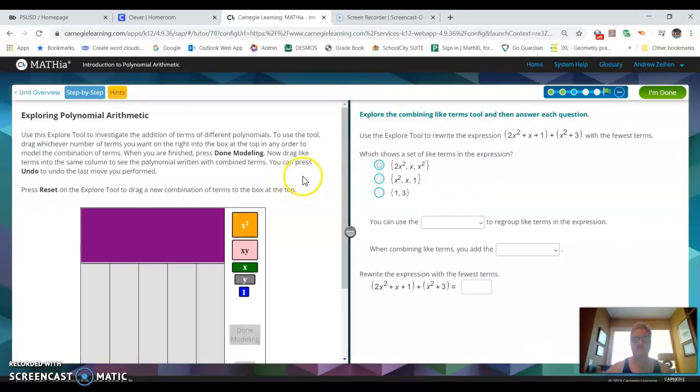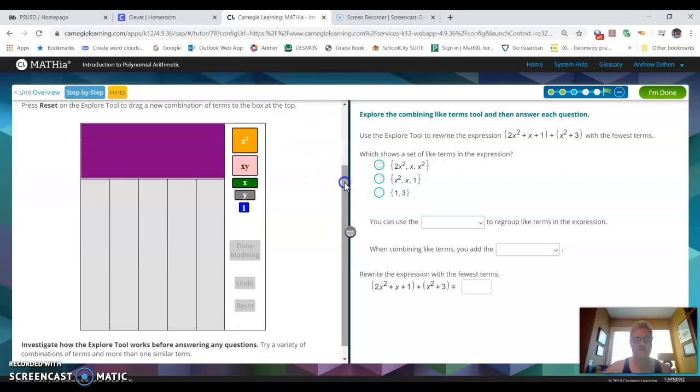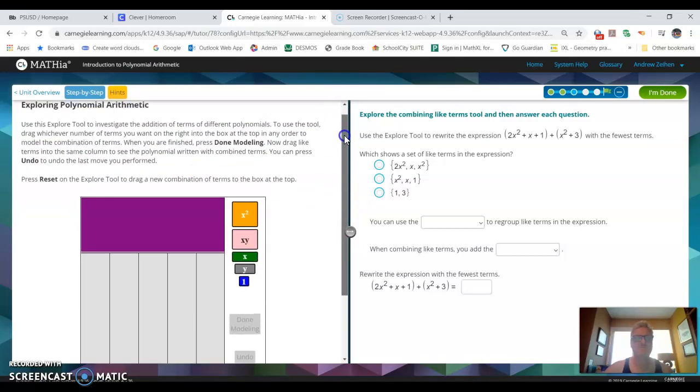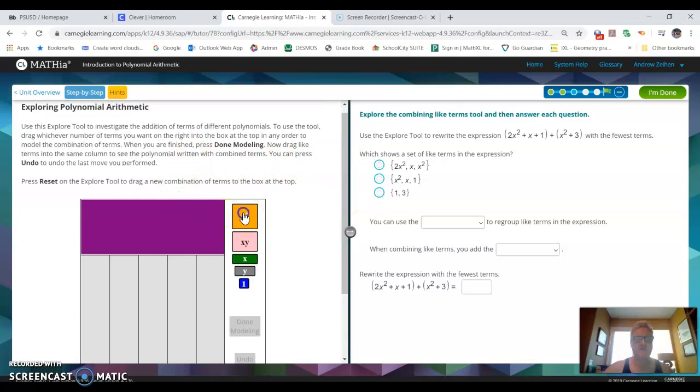Oh, I like this one. I like the graphical interface here of what an x squared looks like. I think you can just kind of play around with this. I think if you move this over, no, it didn't work. Let's see, done modeling. Oh, maybe you have to put it there. Okay.